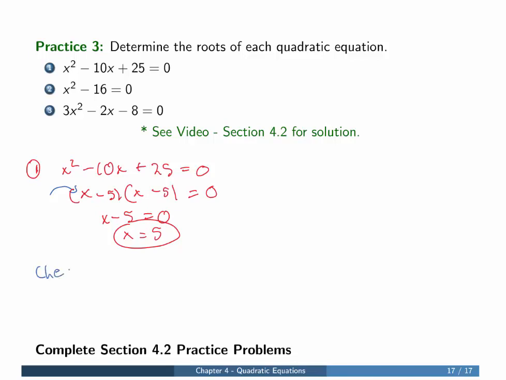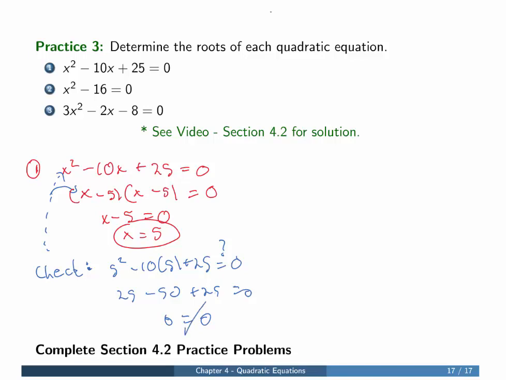Best, though, when you check, it's best to check from the start. That way there's no errors. So if I was to put this in, it would be 5 squared minus 10 times 5 plus 25 equals 0. The question is, does it equal 0? We get 25 minus 50 plus 25, which is definitely 0. So it definitely works. I'm not going to check each one, but that's how you check each one. You just plug them back in.